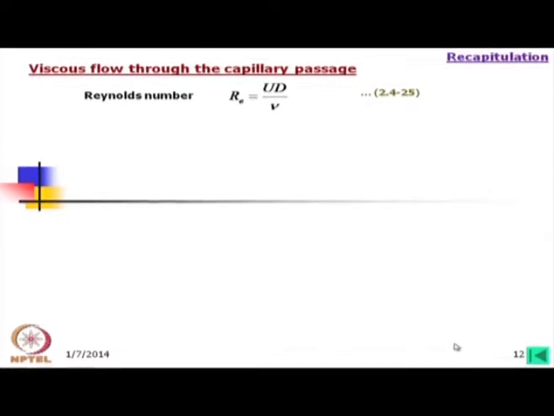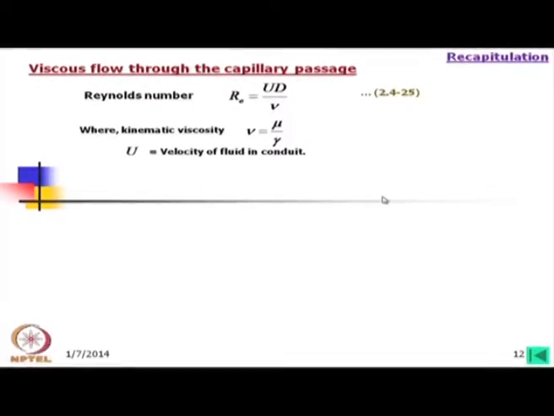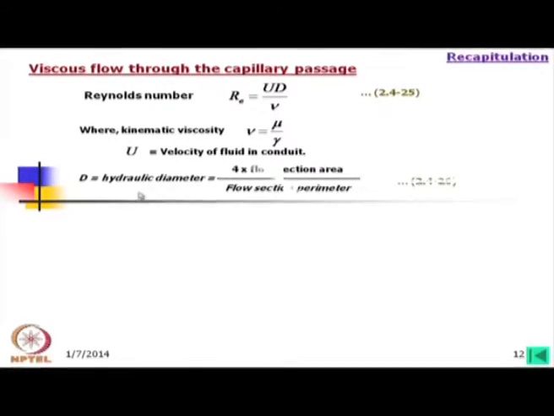Now, for the viscous flow through this capillary passage, another important factor is the Reynolds number, where the kinematic viscosity is given by mu by rho, u is the velocity of the fluid in the conduit, and d, this is most important, d is the hydraulic diameter. This diameter is not the diameter of the conduit; it is usually taken as 4 into flow section area.